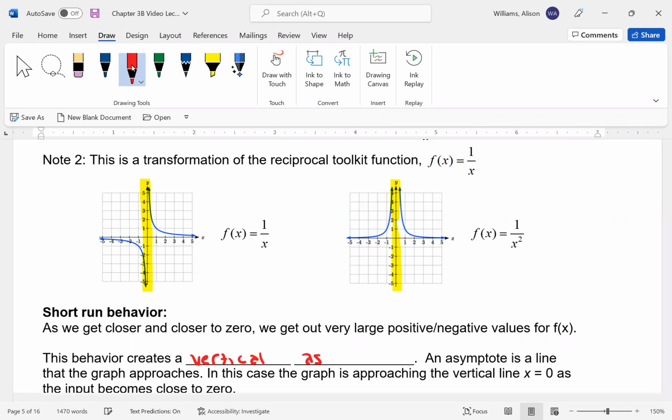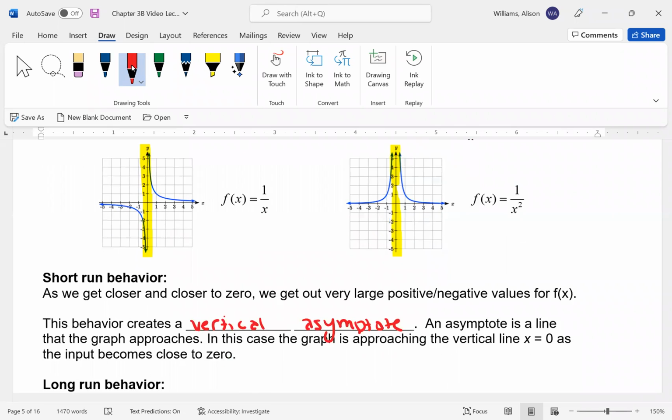And I believe I've used that terminology when I first introduced these functions. And you've probably seen this terminology at some point before. But if not, when we see a graph approach a vertical line like this, where it doesn't want to cross, that's a vertical asymptote. In both of these graphs, the vertical asymptote is happening at the line x equals 0. x equals 0 represents the vertical line right there. So that's a vertical asymptote.